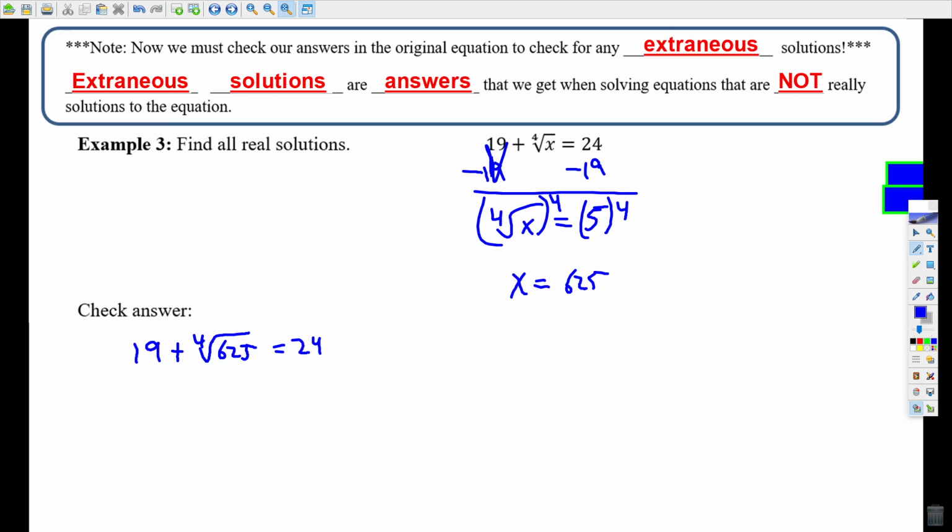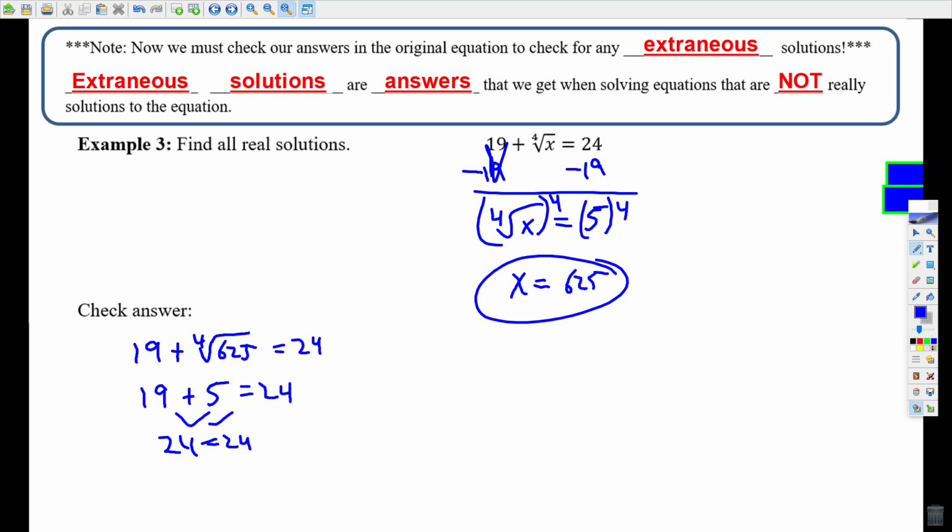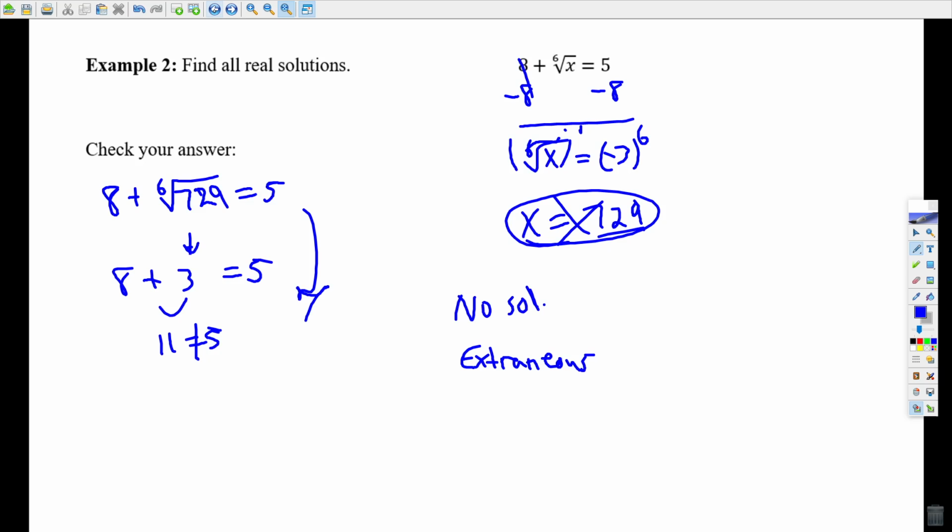These checks should not really take that long overall. I don't think they're really that bad. So we have 19, the 4th root of 625, you could use your table if you'd like, is 5. If you add these together, do you get 24? Yes, you do. So this is an answer. It's not extraneous. What's going on here? Why is this an answer? The last one was not an answer.